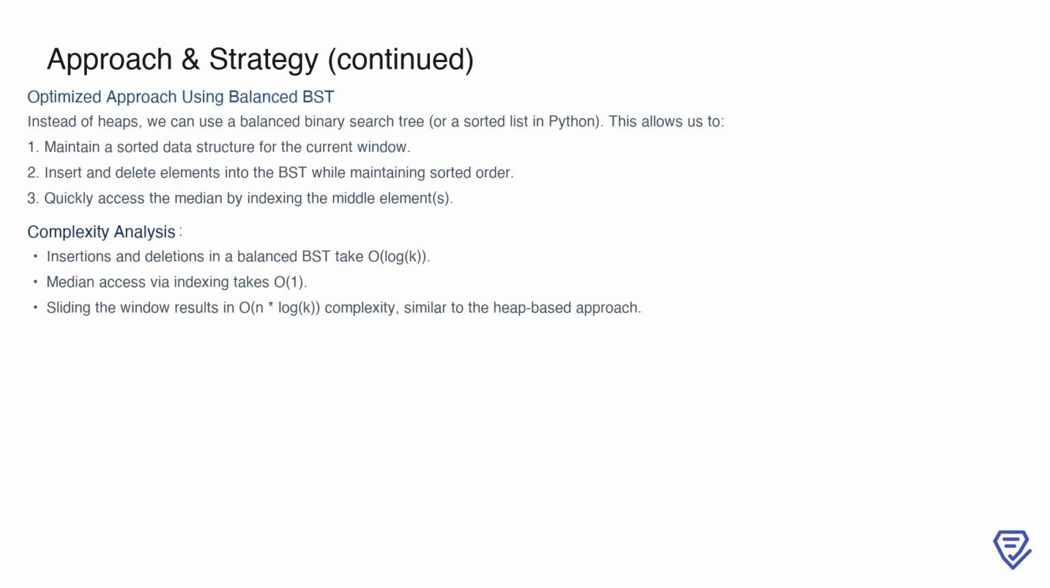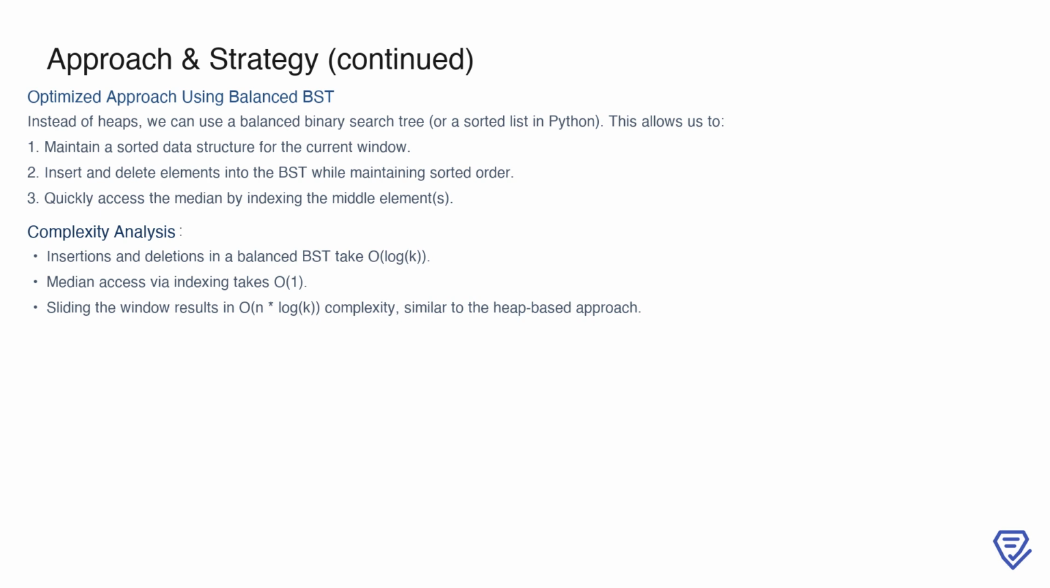Another optimized approach involves using a balanced binary search tree, or a sorted list in Python, to maintain the elements of the current window in sorted order. With this method, we can insert and delete elements efficiently while preserving the order. The median can then be quickly accessed by indexing the middle element or elements, depending on whether the window size is odd or even. Operations like insertion and deletion in a balanced BST take log k time, and accessing the median is O(1). When sliding the window across the array, this approach achieves an overall time complexity of n log k, which is comparable to the heap-based method.